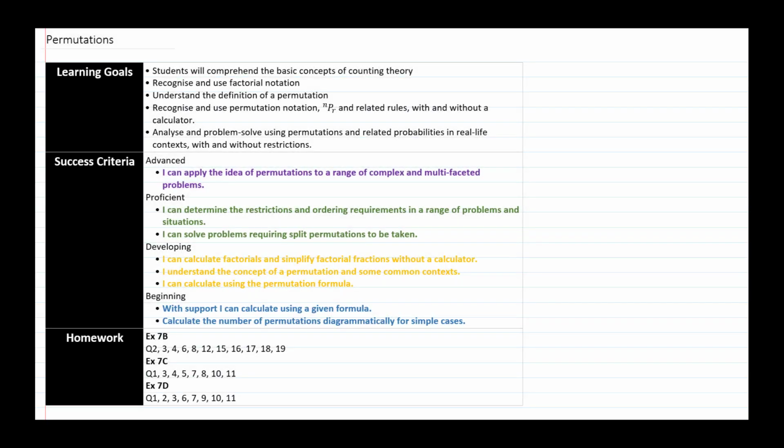Hi and welcome to Unit 1, Topic 1, Video 3, where we begin looking at permutations, which is one of our two main features of this topic in Specialist Maths. So, let's have a look.